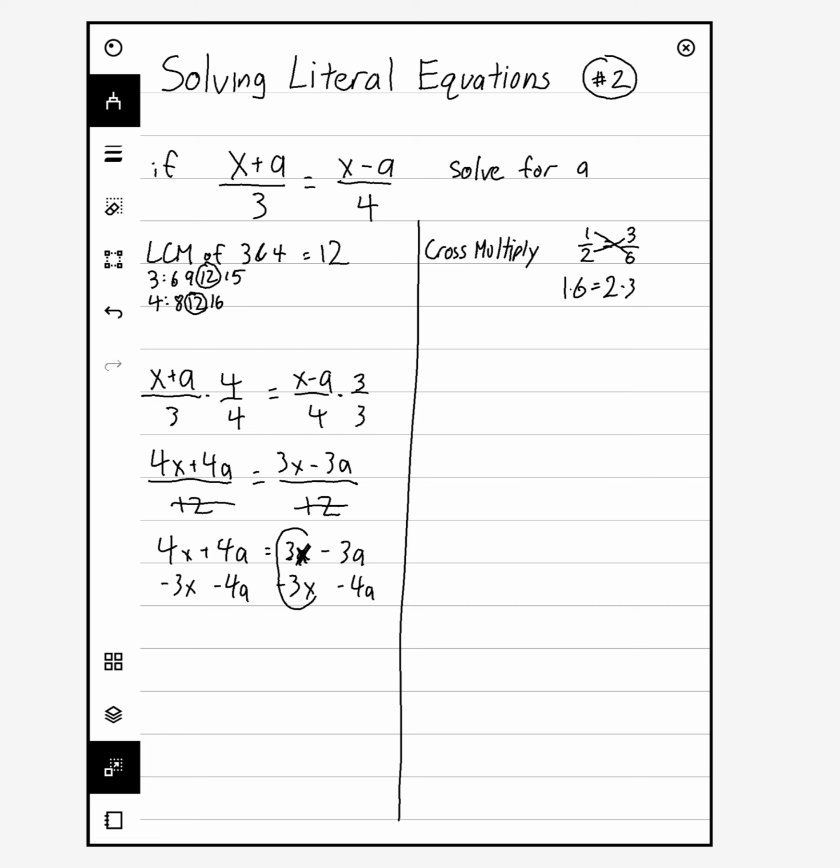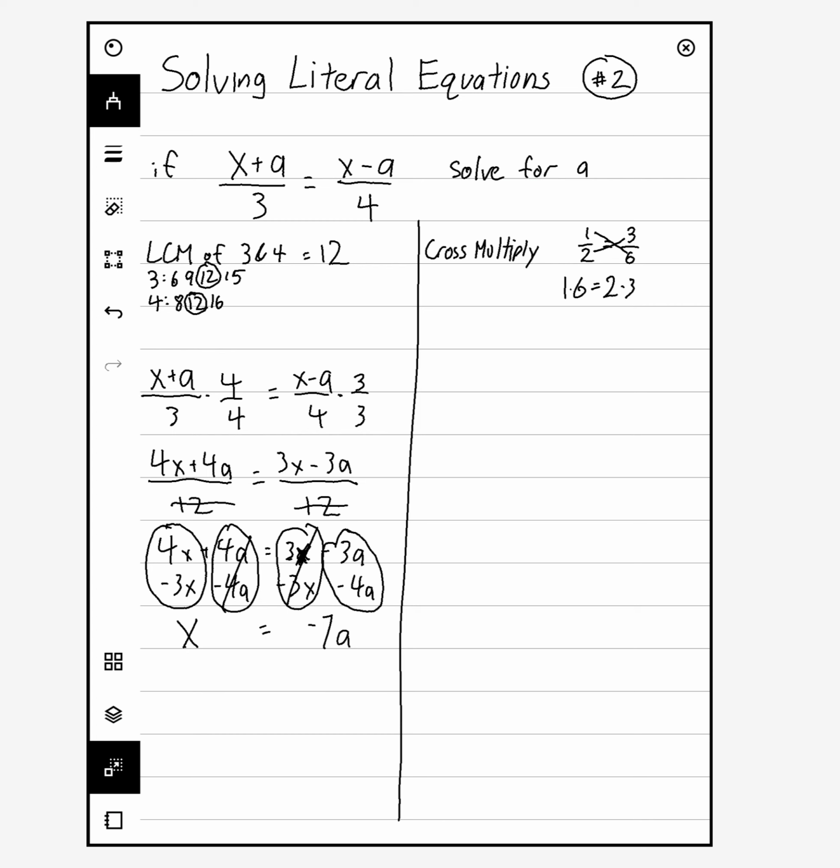All right, so these guys together, and these guys together, and these guys together, and these guys together. So this is going to cancel out to become 0, same as this. So they'll just disappear. What we have left on the left side is this, 4x minus 3x, which is equal to x. And then over here, we have minus 3a minus 4a. So we get minus 7a.